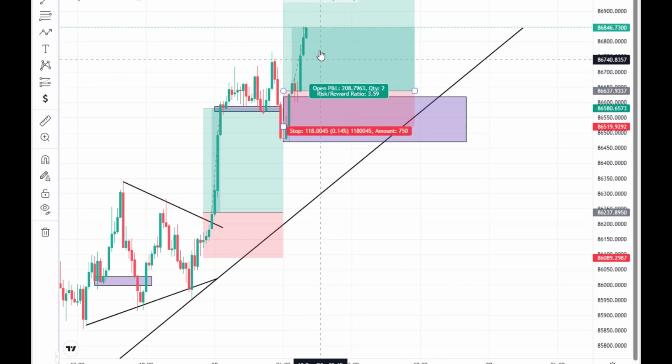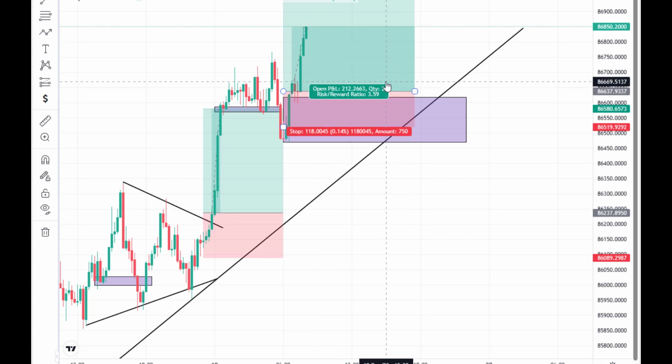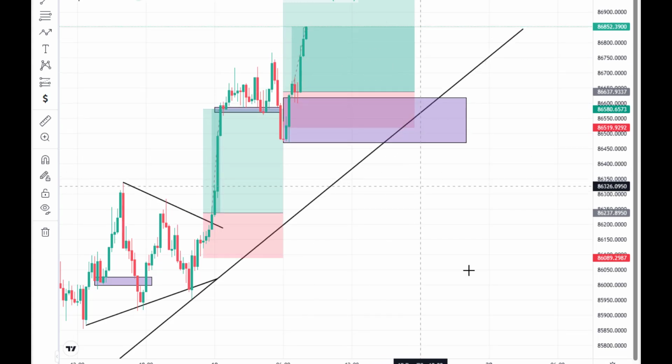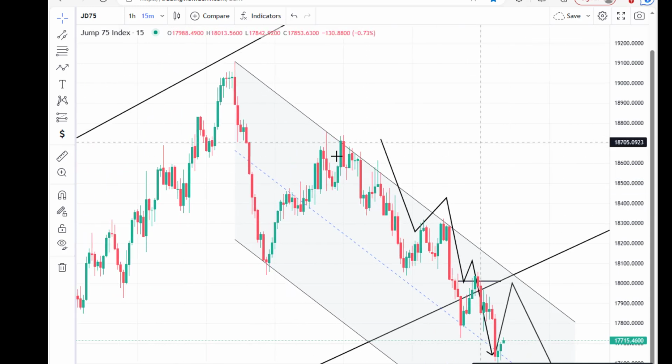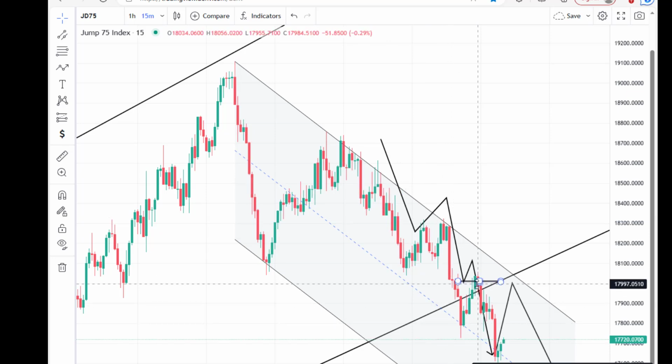Now you can see how comfortable I am catching moves like this. You can see price is moving just as I predicted, all right, just because of this analysis, guys. So this is very powerful. So we have a similar scenario here. You can see price moves, it gets an impulse move, pulls back, pulls back, pulls back, and we enter.